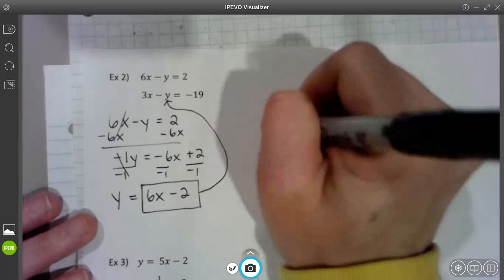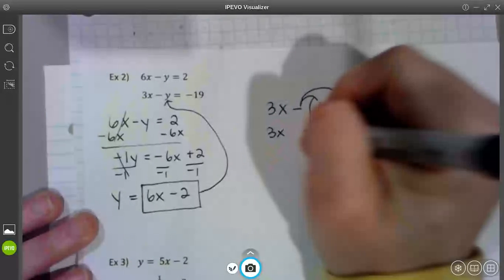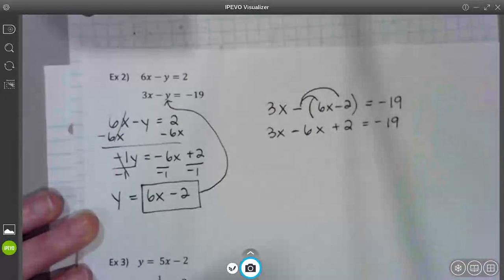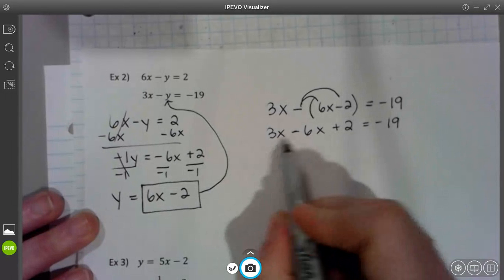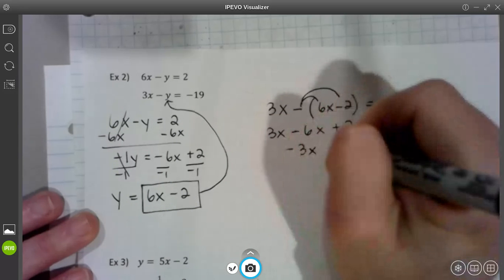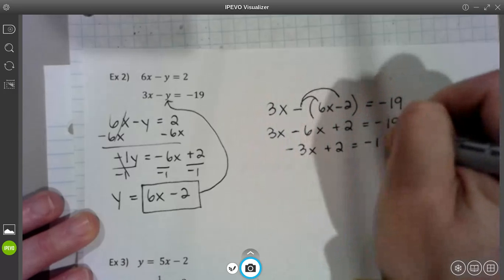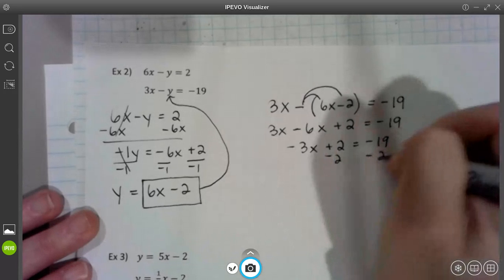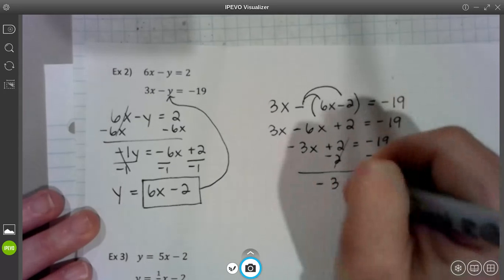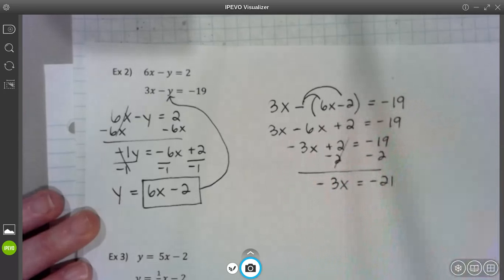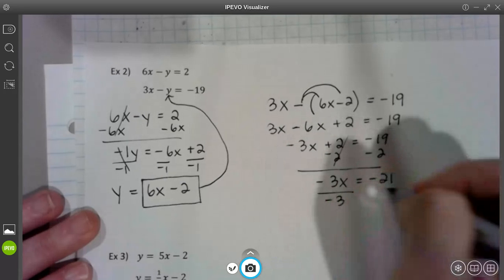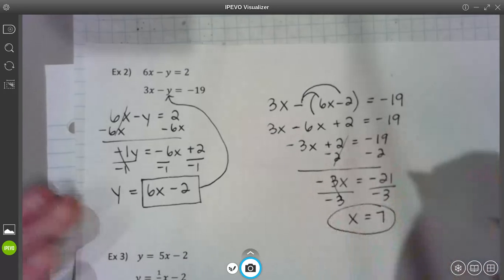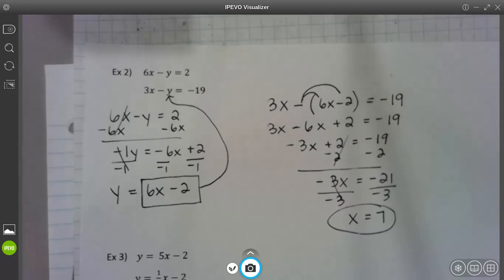So let's bring down 3x and let's distribute our negative. Negative 6x and then plus 2 equals negative 19. All right, I'm going to combine like terms. 3x take away 6x is negative 3x, plus 2 comes down, and it equals negative 19. Let's start getting x by itself. So we'll minus 2. Negative 3x equals negative 21. Divide by negative 3. Woo! We got our first answer. x equals 7.